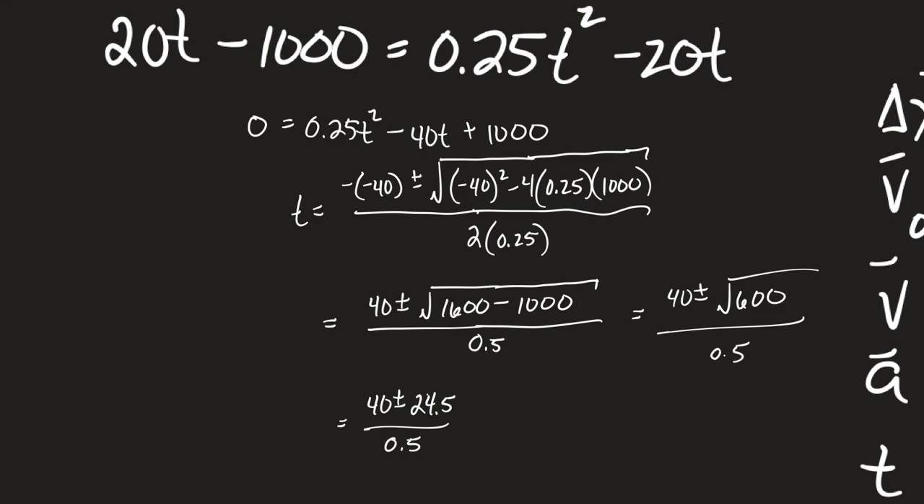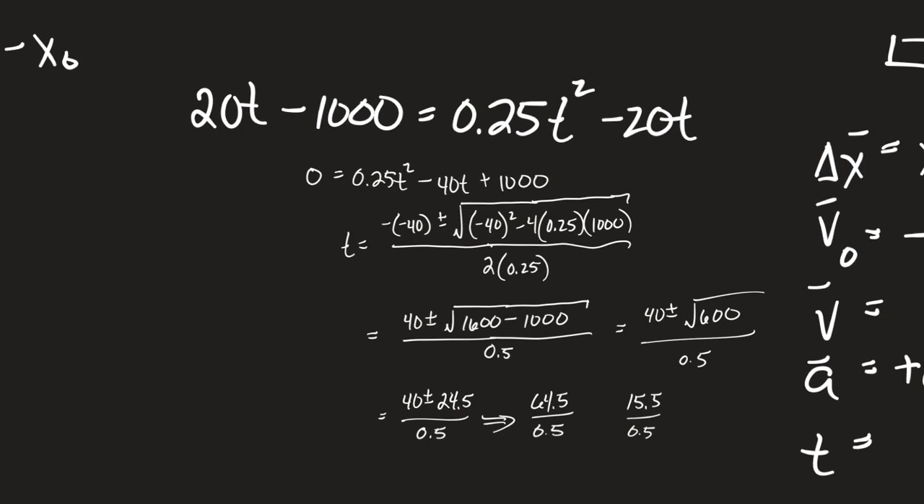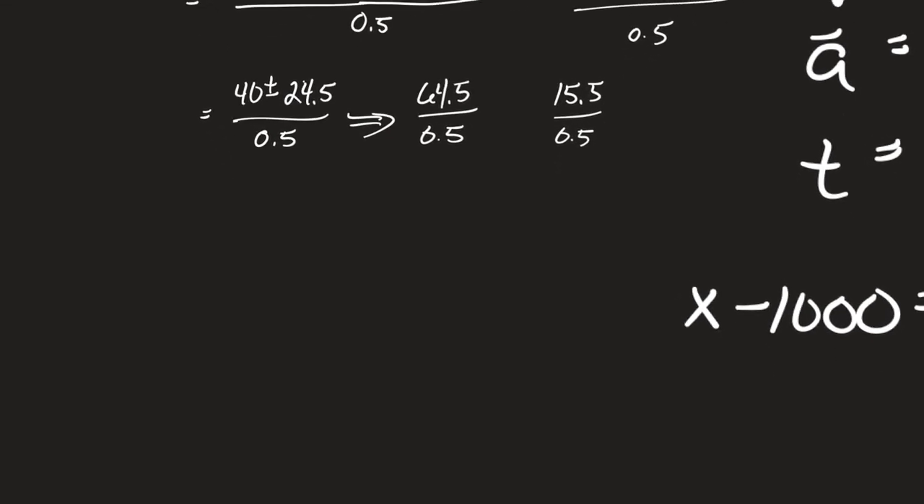24.5 plus 40 is 64.5 over 0.5. And 40 minus 24.5 is 15.5 over 0.5. And now that we're all the way there, divided by 0.5 is multiplying by 2. So 129 seconds and 31 seconds. Those are my two t's.